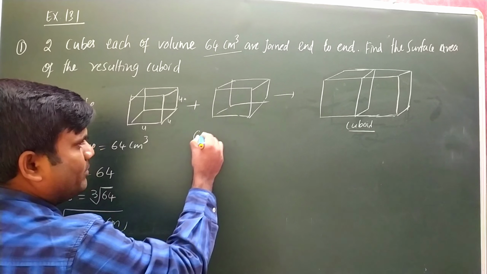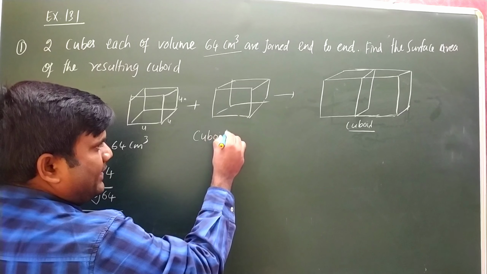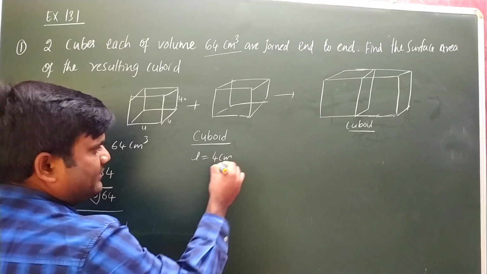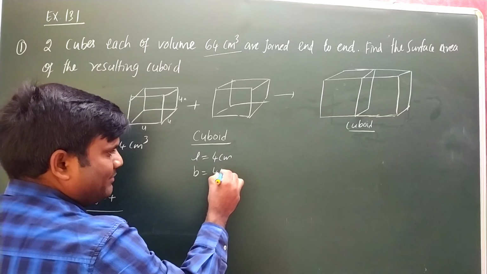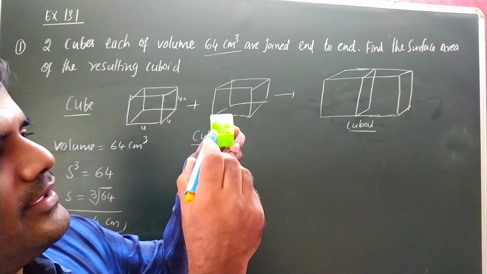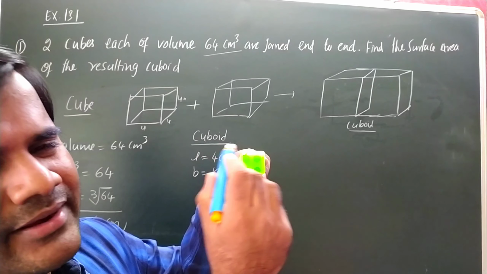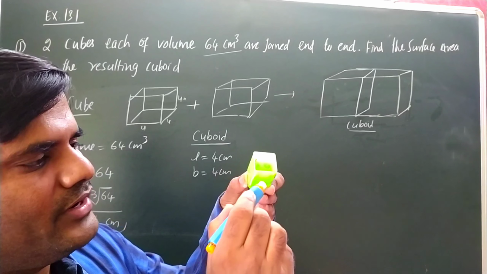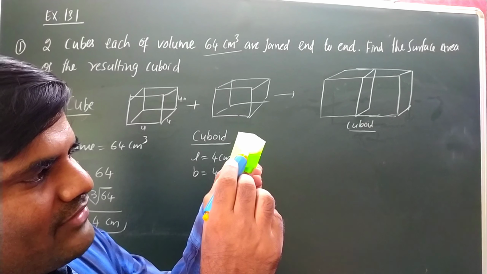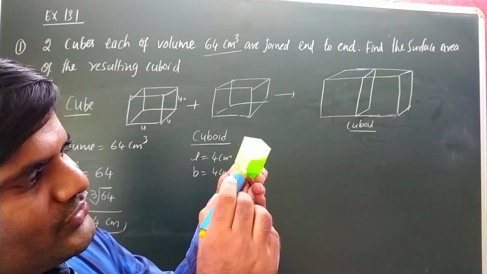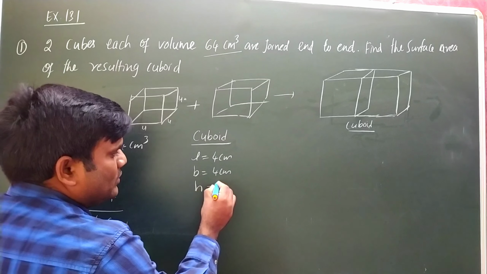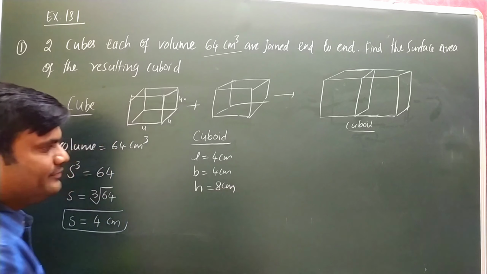So here I am taking the cuboid dimensions. Length is equal to the same 4 centimeters. Breadth is also 4 centimeters. But the height is 4 centimeter and 4 centimeter. In a cube, length, breadth, height are all equal. This one is 4 centimeter, breadth is 4 centimeter, this height is also 4 centimeter. Here we are taking another cube now, that one is also 4 centimeter. So 4 plus 4, the height of the cuboid is equal to 8 centimeters.